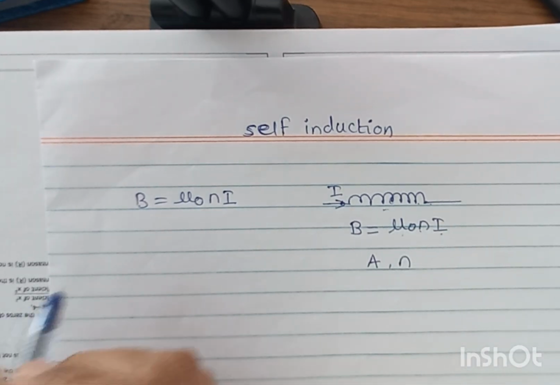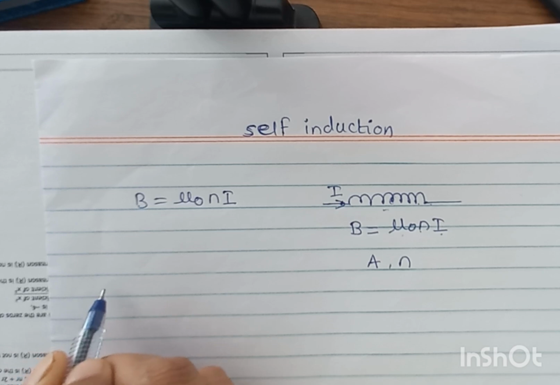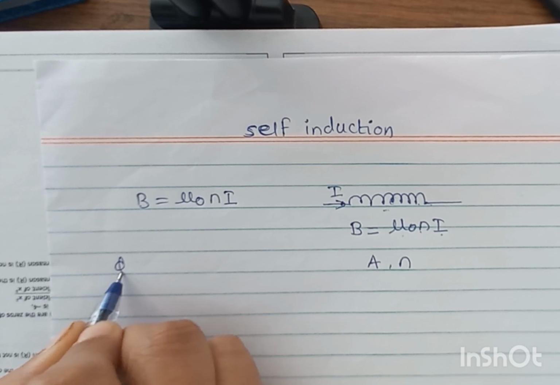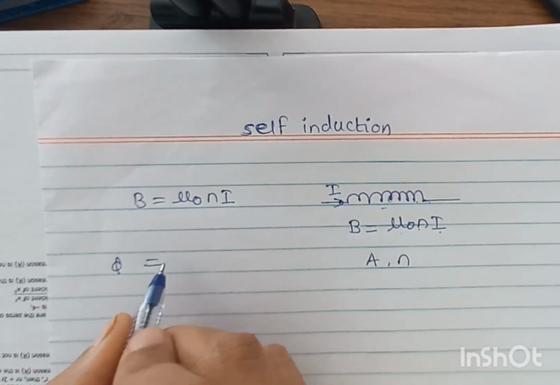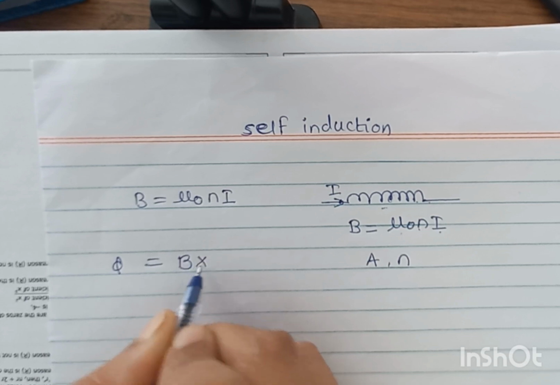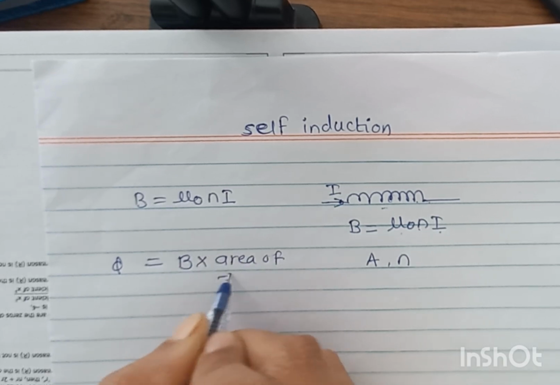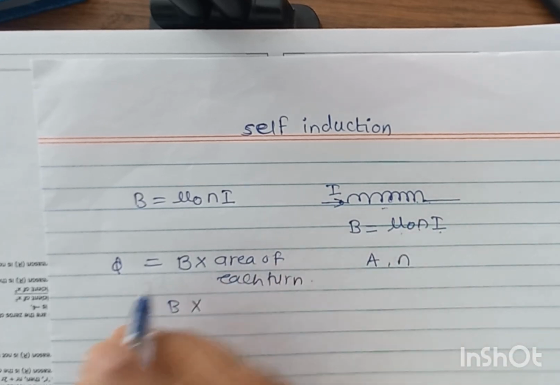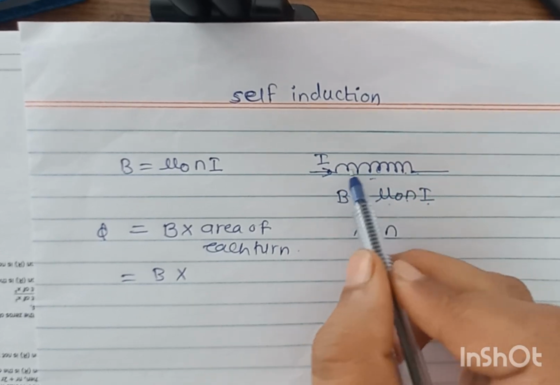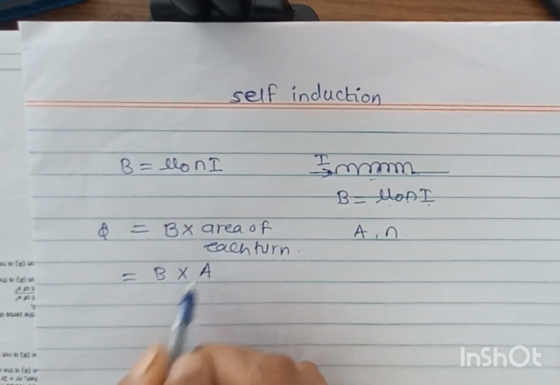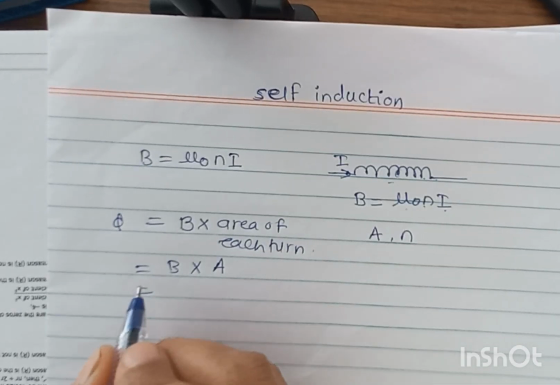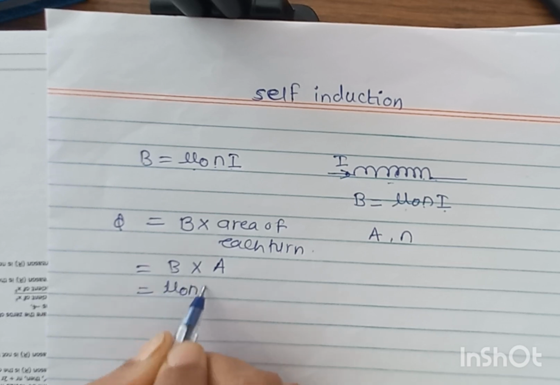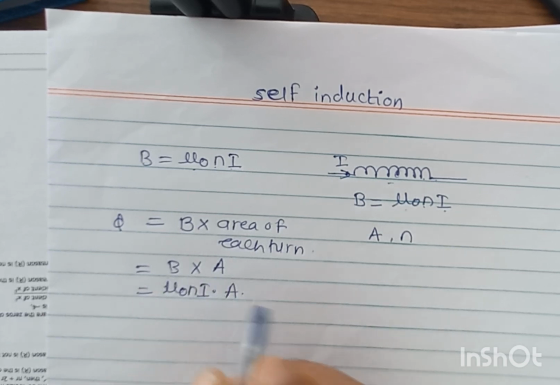Okay, so here we can say that the magnetic flux passing through each turn of the solenoid is nothing but the magnetic field into the area of each turn, so B into the area of this circular loop, B into A. We know that inside the solenoid the magnetic field is mu naught N into I. Substituting the value, we get mu naught N into I into A.